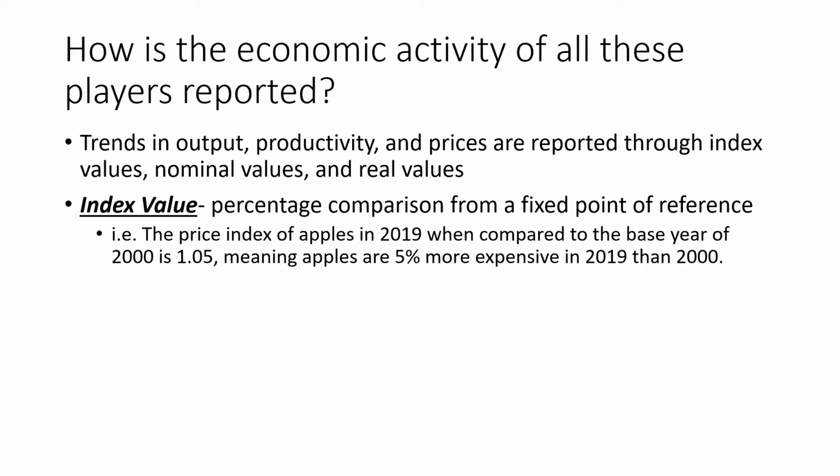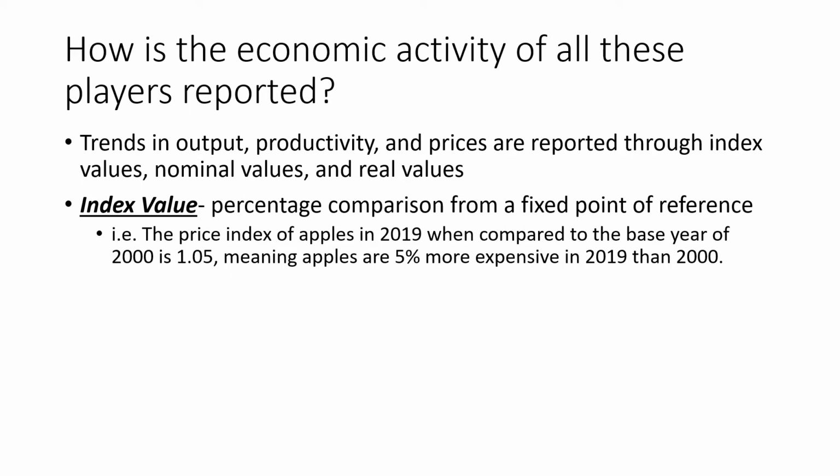So the economic activity of all of these businesses is reported and compared year to year through something called an index value. Also, we want to know nominal values and real values, but we're going to start with index values. So an index value helps us to compare from a point of reference how much more or how much less was produced from one year to another, or how much more or how much less something cost from one year to another. So really it's a percentage comparison from a fixed point of reference.